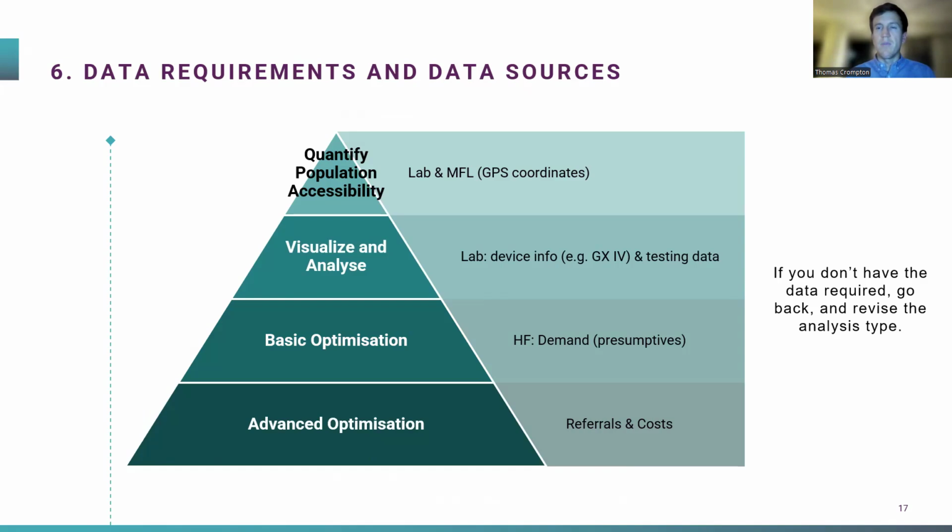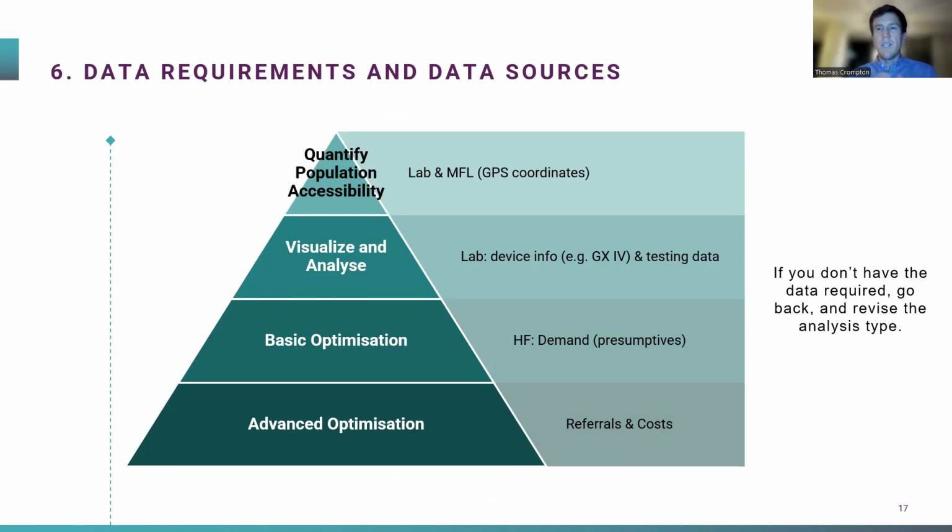And through that, I can immediately calculate population accessibility. Then we move on to visualize and analyze. There we need some more information on the laboratories and specifically the devices. So what kind of devices do I have? Are they GeneXpert, TrueNat? What's happening in that laboratory? And also testing data: how many tests has each of those conducted in the past year? What type of tests? Through that, I can now start calculating my capacity and my utilization.